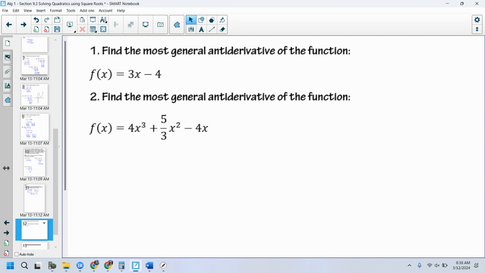Okay, so the rules for the polynomials. Remember, kick it up and divide by the power, right? Raise the exponent and divide by that new exponent. So in this case, this is going to be 3x squared over 2 minus 4x plus C, right?